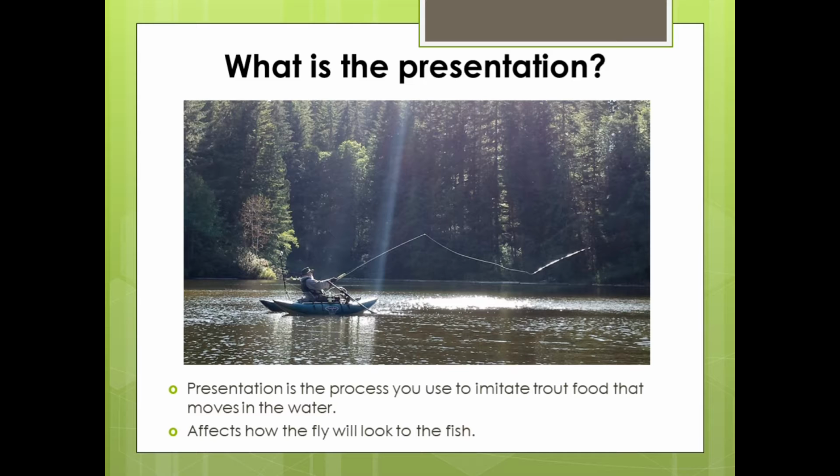Presentation is the process you use to imitate trout food that moves in the water. It affects how the fish will see the fly, how it moves and behaves in the water, compared to what they are eating. This presentation is used when fishing selectively. Opportunistically, the fish react to any fly that moves aggressively through the water, close to their location. We talked about this in lesson number 4.